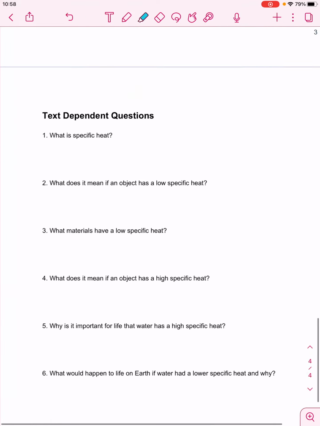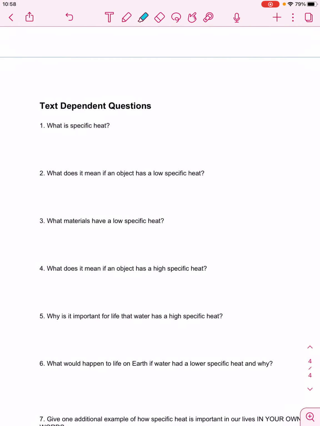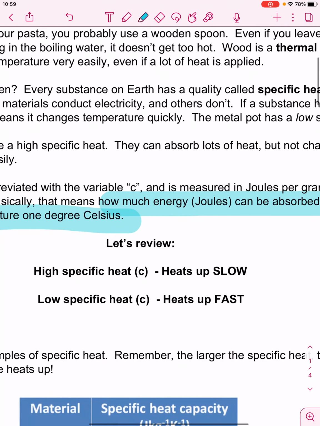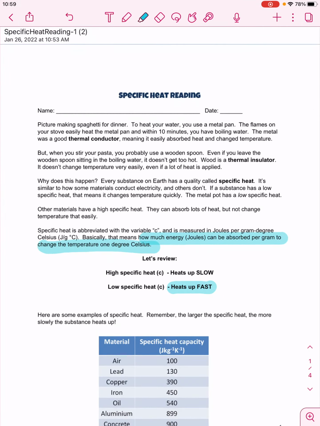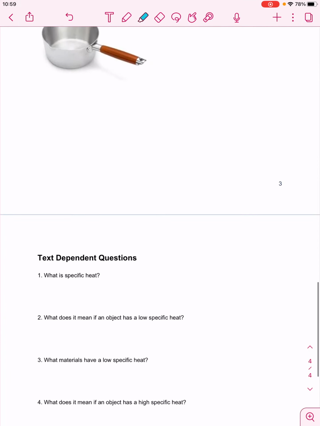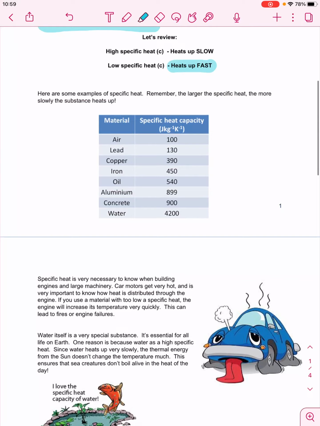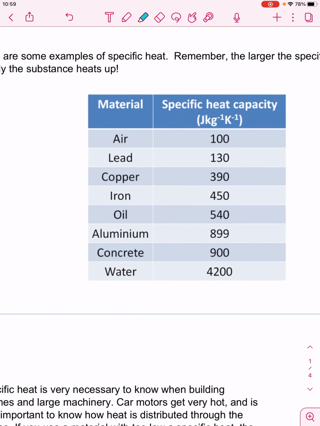Number 2, what does it mean if an object has a low specific heat? If an object has a low specific heat, it means that it heats up fast, or heats up quickly, or changes temperature quickly, any of those. What materials have low specific heat? A lot of metals do: lead, copper, iron. You could have listed down really any of these. If you want to list down oil and aluminum, that's probably fine too. Even concrete kind of falls into that category. So really any of these 6, 7 that are on here would be objects that have lower specific heat.